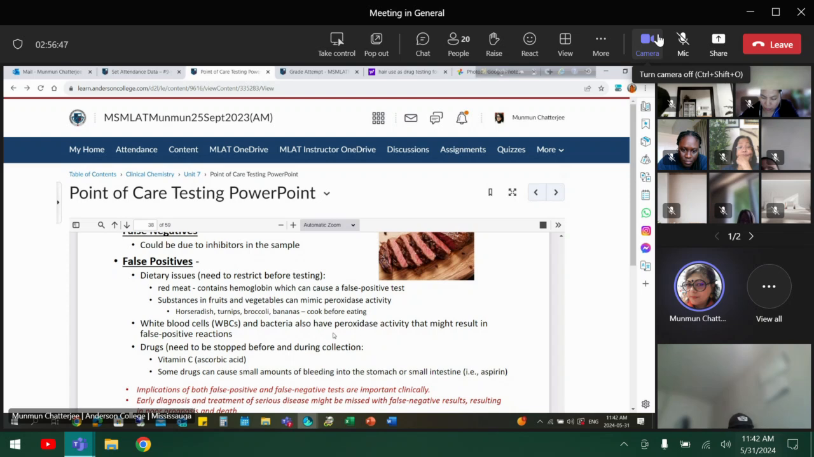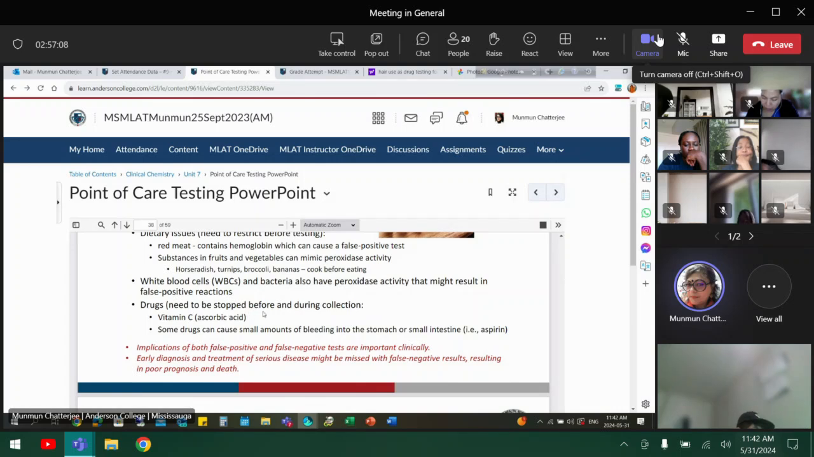White blood cells and bacteria also have peroxidase activity that might result in false positive reactions. So if you have an infection, a cold or flu, there is a chance of an increased WBC count in your body, so at that time avoid collecting the samples. Some drugs need to be stopped before and during collection: vitamin C, ascorbic acid, some aspirin. Those on anticoagulant therapy have to stop for 3 days, if I remember correctly.